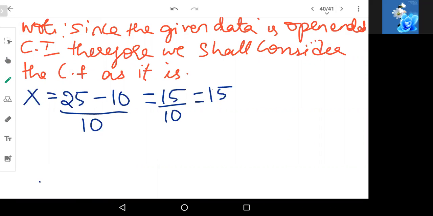Clear? Sorry, 1.5, not 15. 1.5 is the value. So that is the x value. Now let us write down the formula and solve the problem.